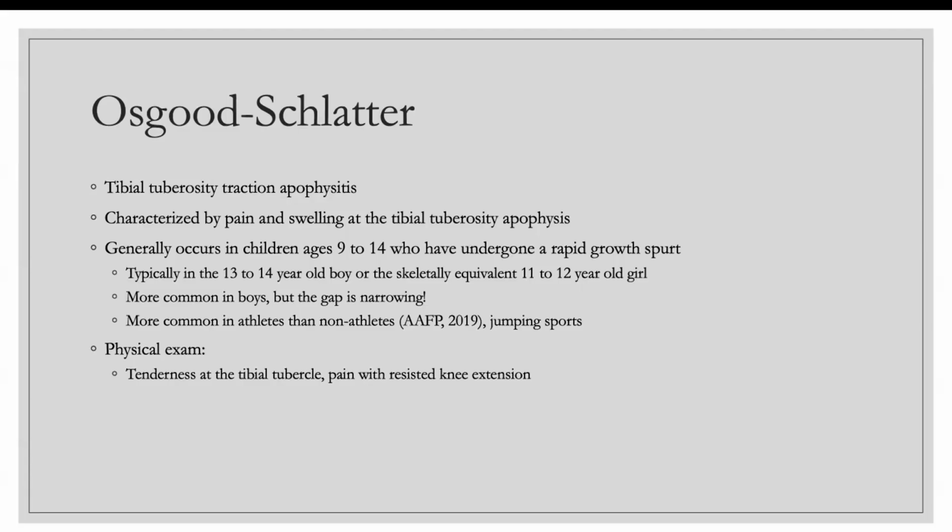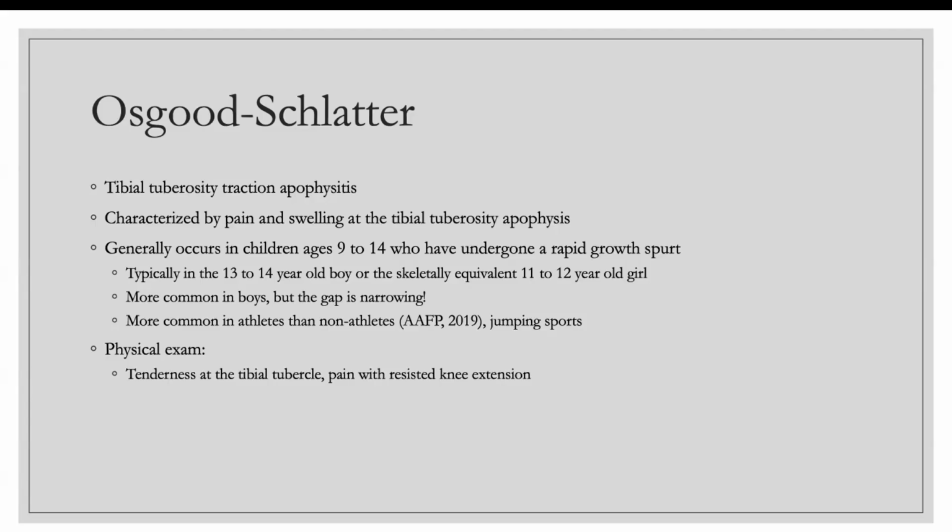Again, keep in mind that's going to be about a 2 year difference between our boys and our girls. So 13 to 14 on a boy, 11 to 12 in our girls. It is more common in boys, but we're noticing that gap is starting to close. And it is more common in our athletes than our non-athletes. So again, just like our SLJ, this is going to be our jumping sports, our basketball, our soccer, our football, our volleyball, where they're really contracting that quad tendon.